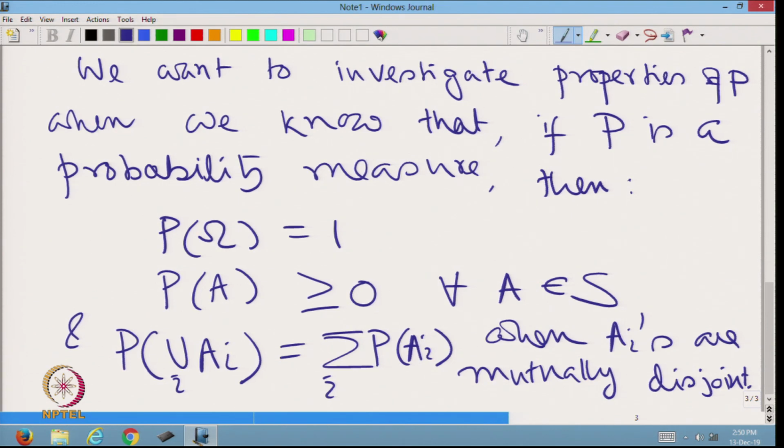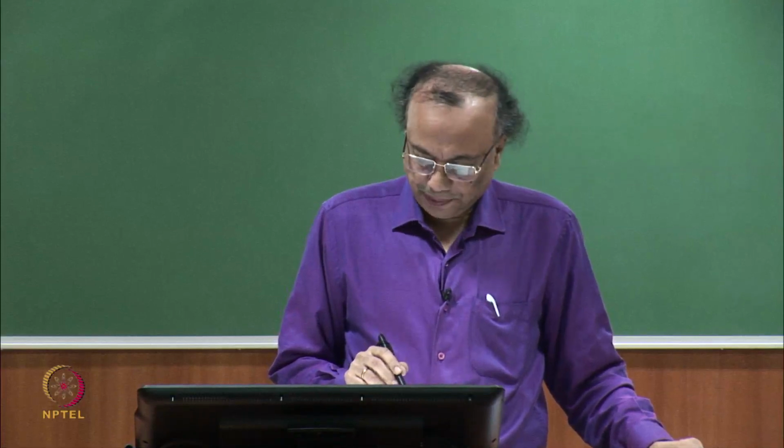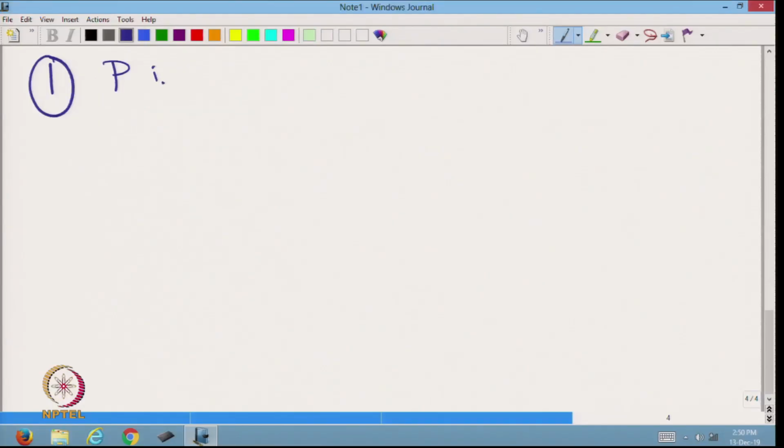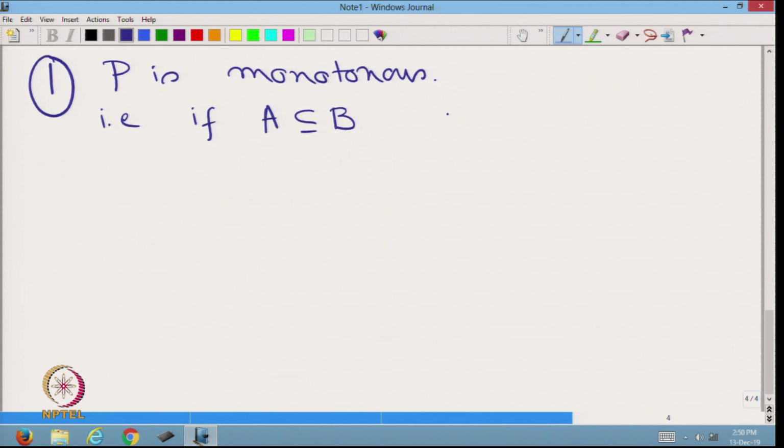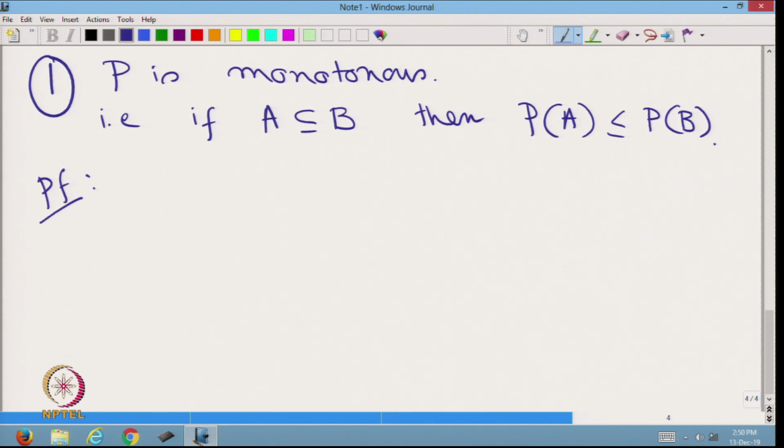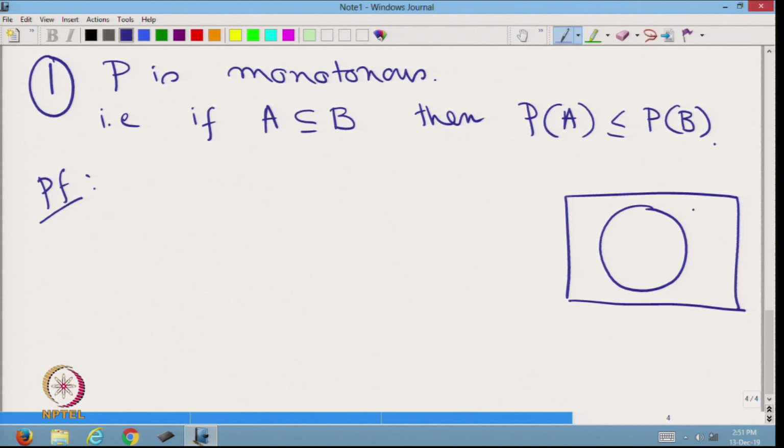This much we know. Now, let us investigate certain properties of P. 1. P is monotonous. What does it mean? It means that if A is contained in B, then probability of A is less than or equal to probability of B. It is very simple. So, let me give you a proof. Suppose this is my omega, and suppose this is my B, and suppose A is contained within B. So, suppose this is my A.